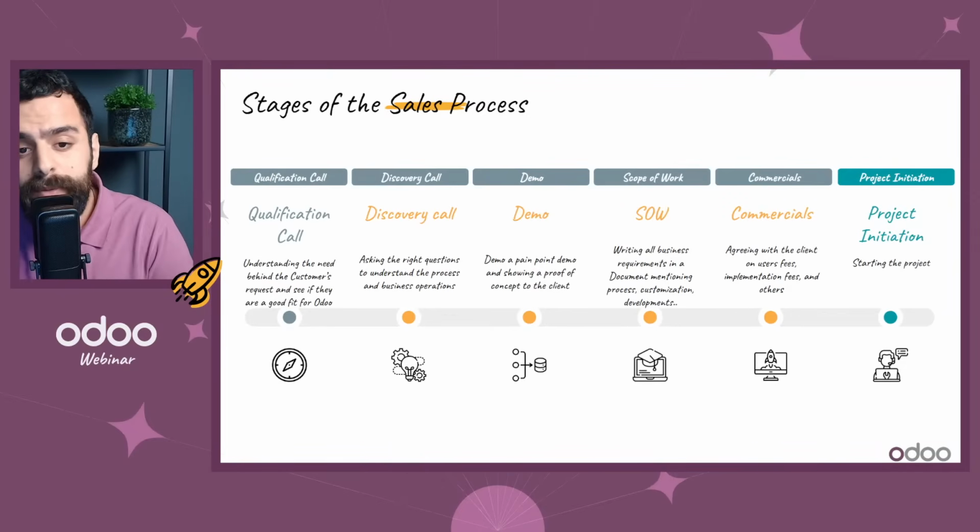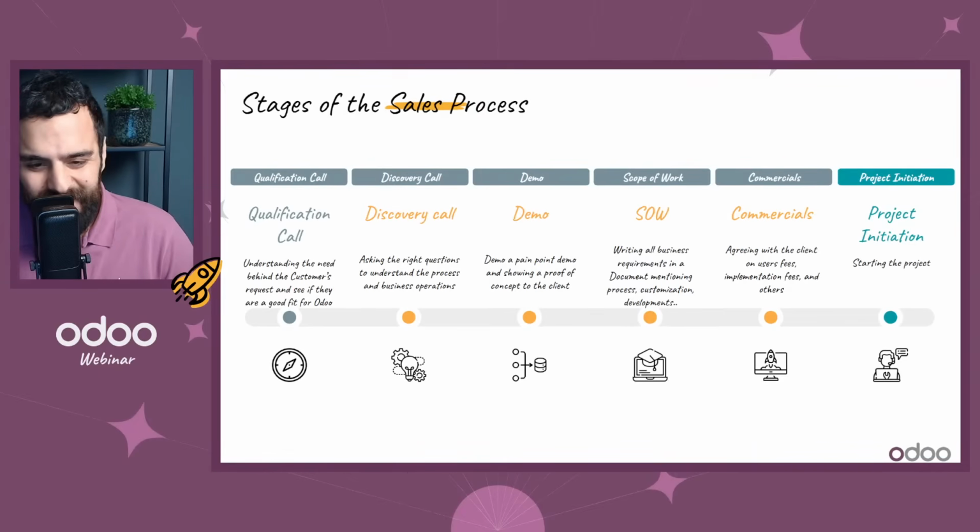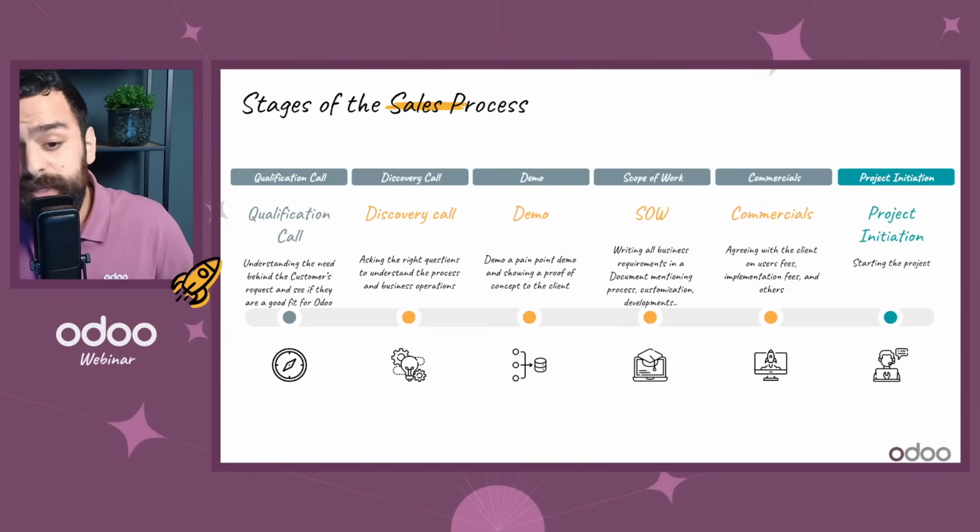And this is where we go to the next step, which is called the demo. Specifically, we wrote here a pain point demo. The customer needs to see a solution for what he is struggling with. This is where we add value the most, because the customer needs to see how he can solve all of his issues, and this is why he wants to move into a new ERP.